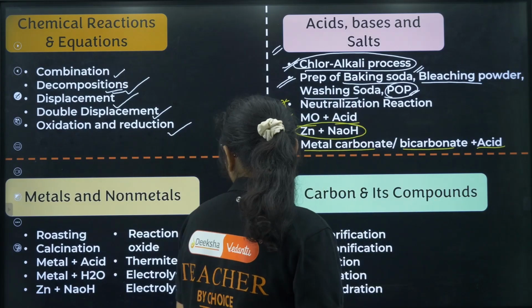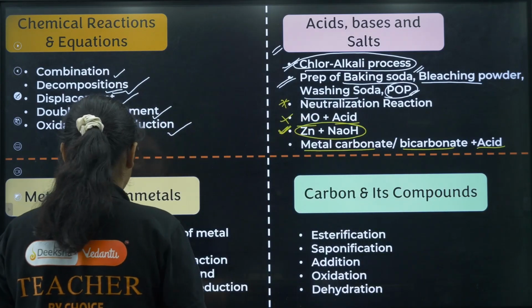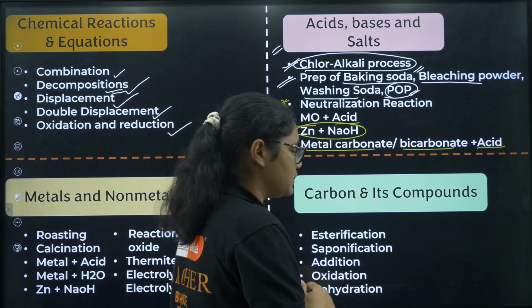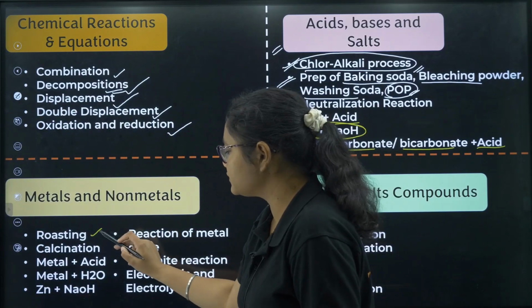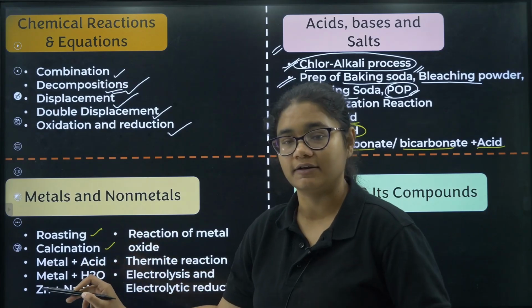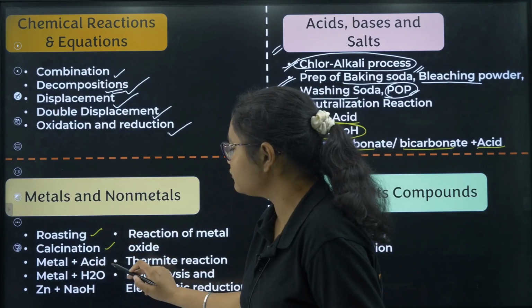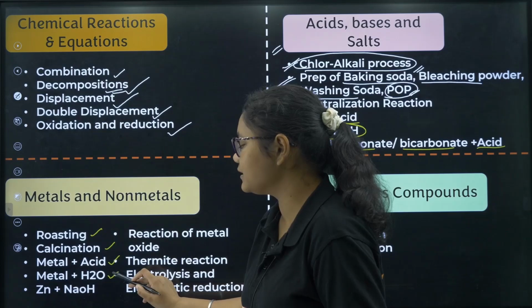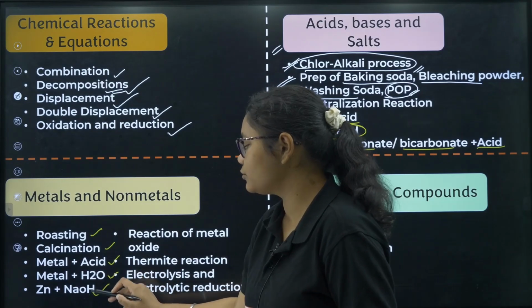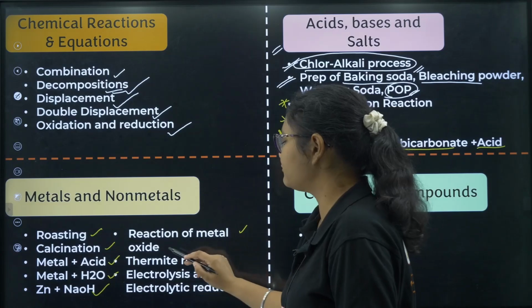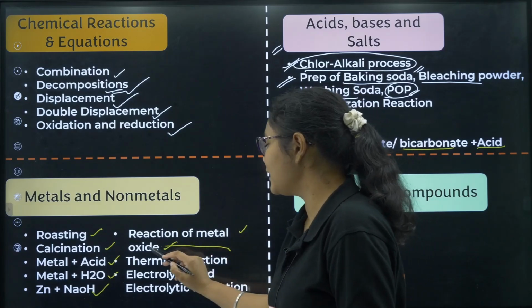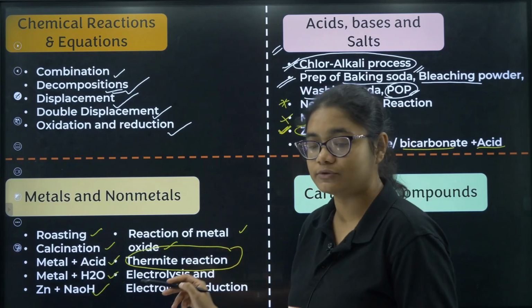Now, we have the metals and non-metals chapter, the third chapter. Here also so many reactions are there. The first thing you should know is what is roasting, what is calcination, their difference, their examples. Then you have reactions of metals with acid, metals plus water, zinc plus sodium hydroxide. Here also it comes.